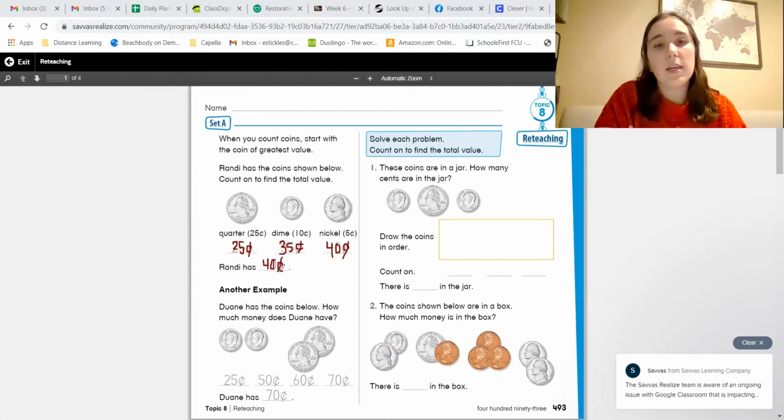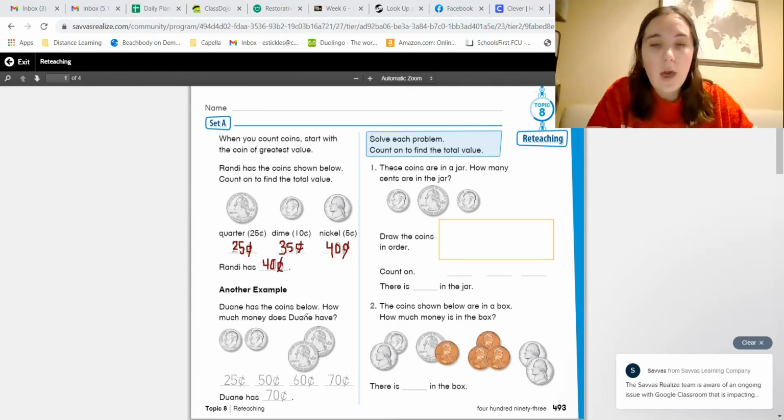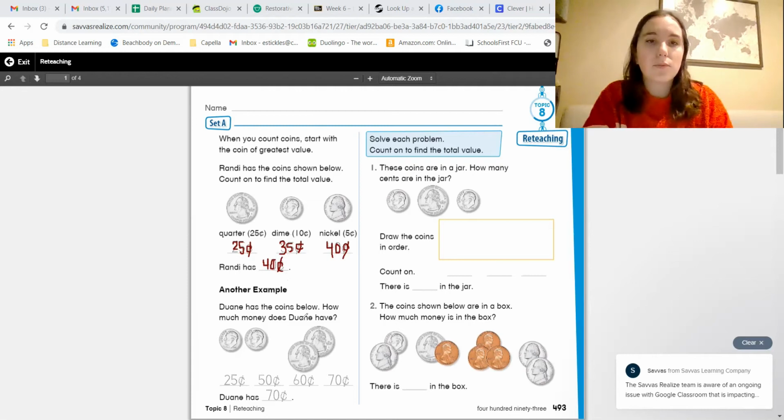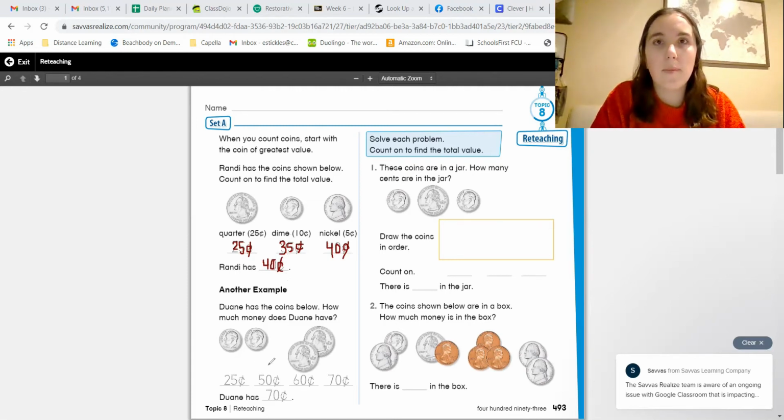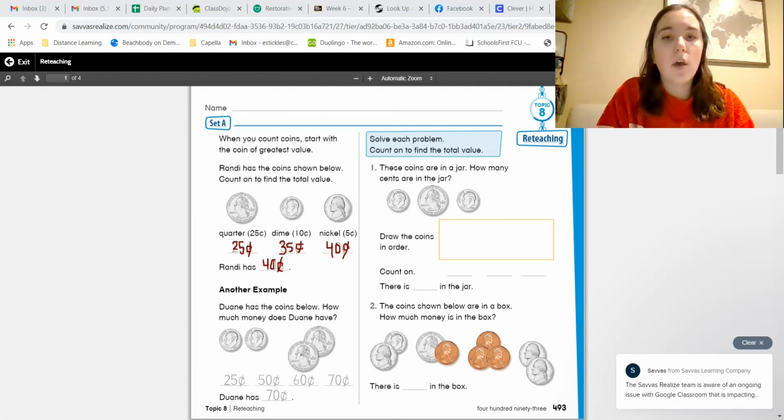Okay, and down here it says Dwayne has the coins below. How much money does Dwayne have? So they don't have the coins in order from greatest value to least value, so we have to do that part. So I see dimes and I see quarters. Well, we know that quarters are worth more, and so those need to be added up first. So 1 quarter would be 25 cents. Another quarter would be another 25 cents.